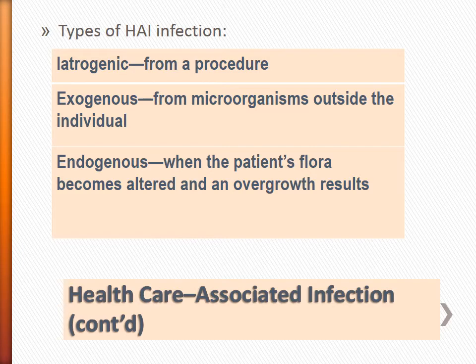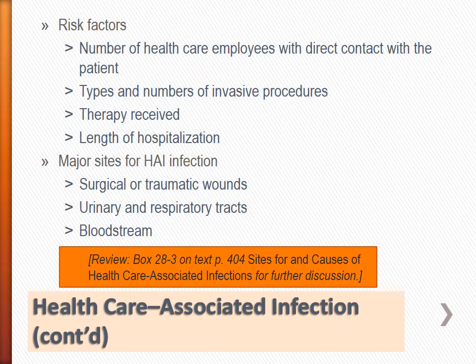Types of HAI are iatrogenic, exogenous, and endogenous. Risk factors. Be familiar with these risk factors and also major sites for healthcare associated infections. Review the box on 404 regarding sites for and cause of healthcare associated infections.